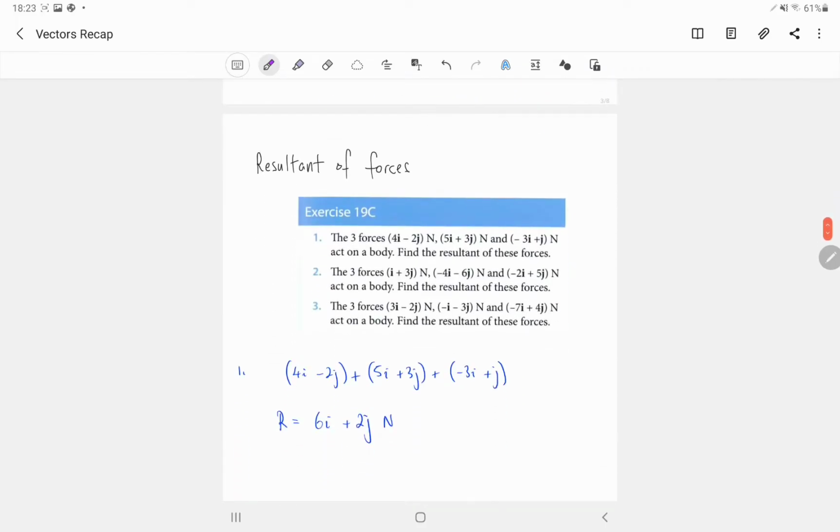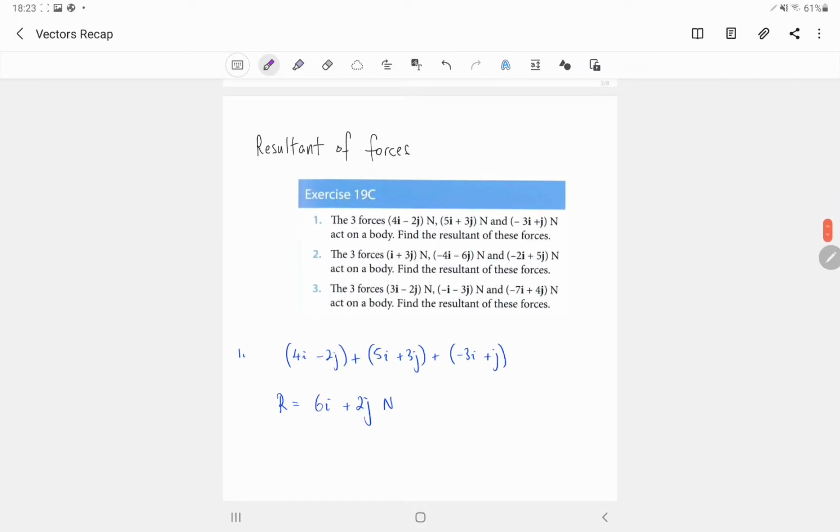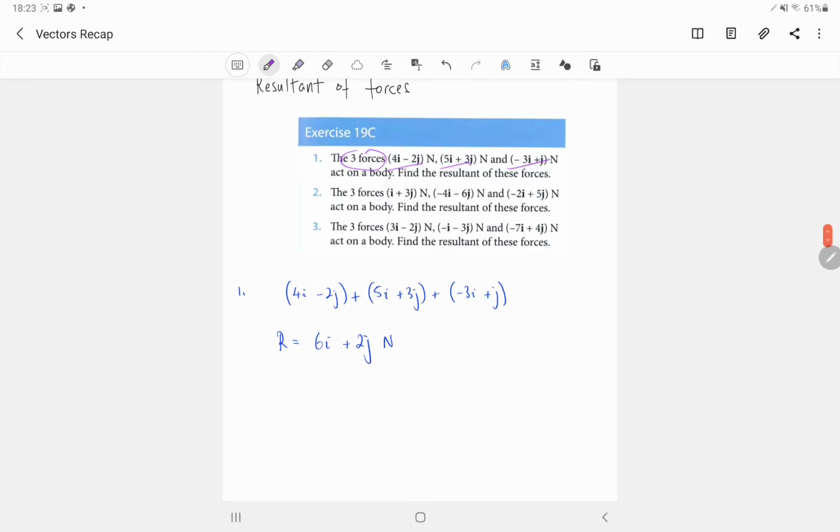Next type of question is the resultant of forces. So this is basically just whenever we combine, in this case, 3 forces all together. So all of these forces, even though they're vectors, they all act on a body. And to figure out what the resultant of the force is, you'll just add them all together.